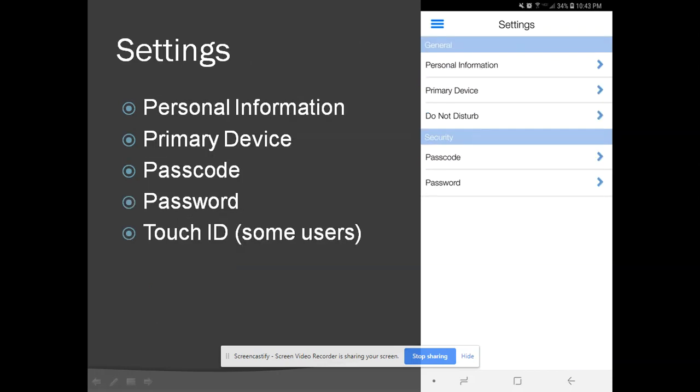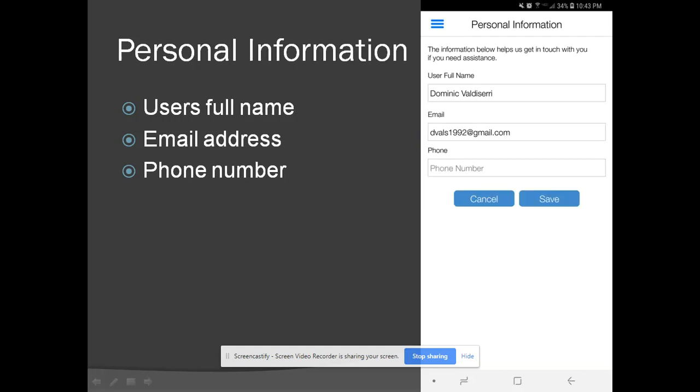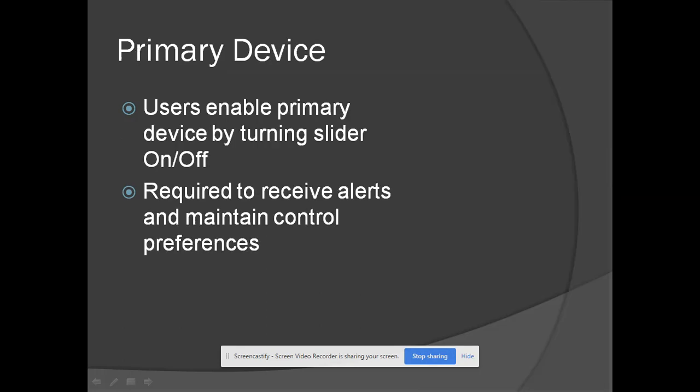Settings. This allows the user to update their personal information, their primary device status, to add a passcode, to update their password, or to activate the Touch ID feature, which again is only available to some users. Personal information. The user can update their full name, their email address, and their phone number.